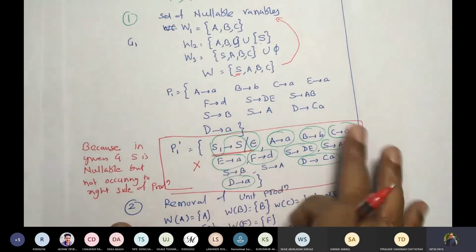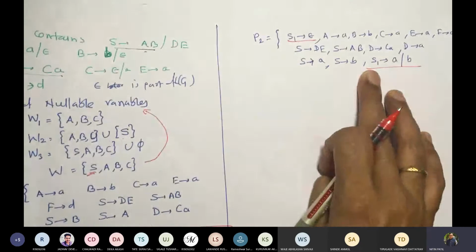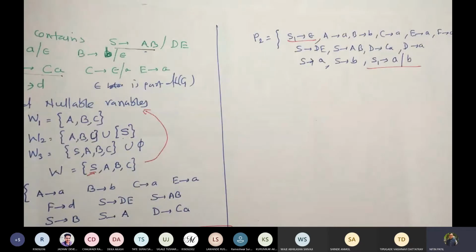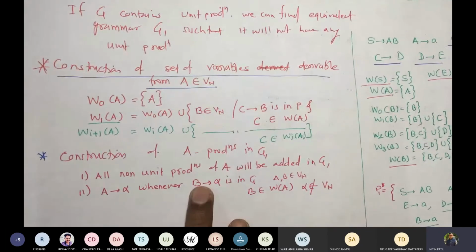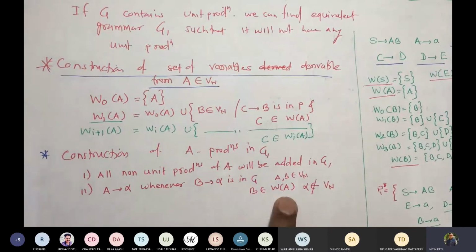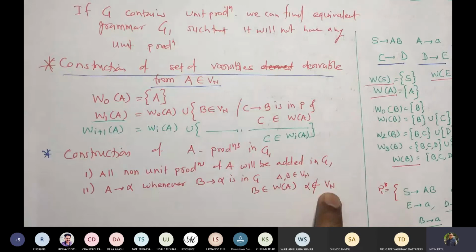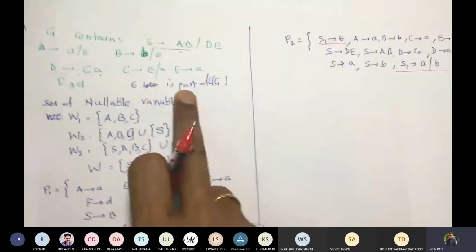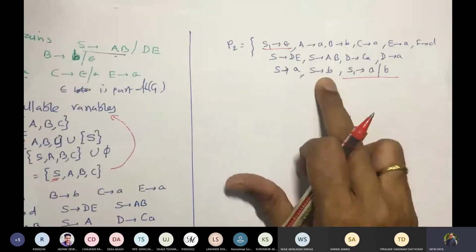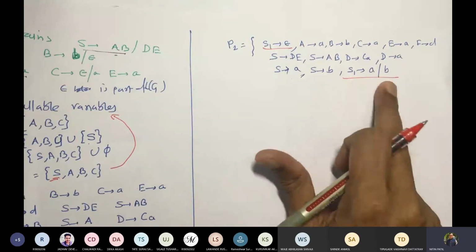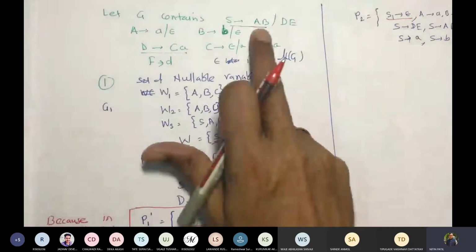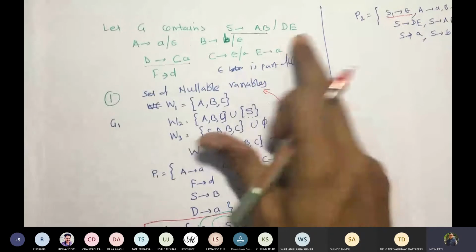Now, if you apply this strategy, your language will not remain, because as per the theorem, what we said was we will introduce A gives alpha for every case where B gives alpha is there and B belongs to W of A. And we said alpha does not belong to Vn. And if I don't apply S productions here, the problem is that I am going to get a wrong interpretation. My language would be terminating here. It will give only A and B. But in this case, if I see, it may give D, E as well.